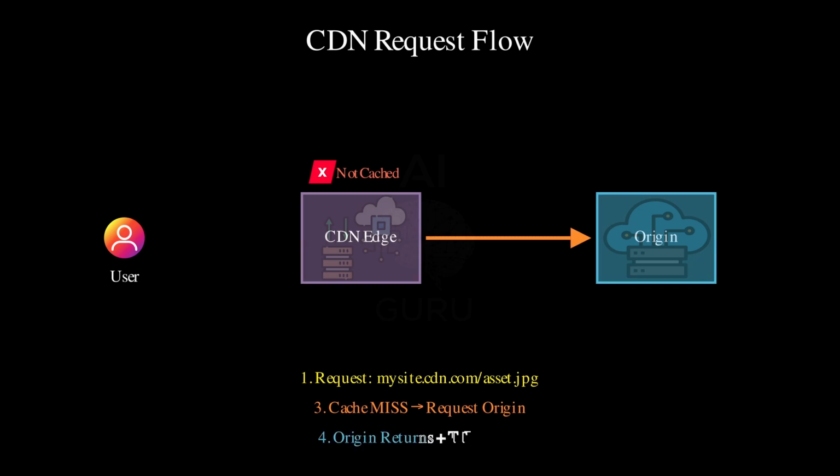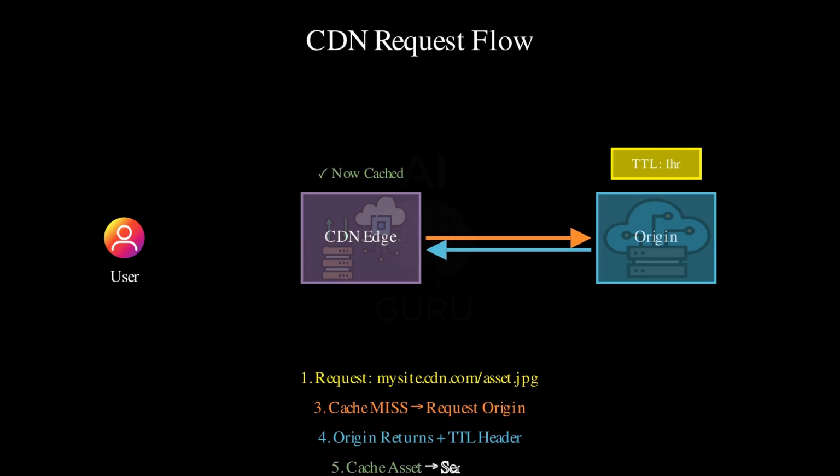Right. And the origin, in addition to returning the file, dictates the caching behavior. It includes an HTTP header that defines the time to live, the TTL. And the CDN just caches that asset for that duration and serves all subsequent requests until the TTL expires. Which dramatically offloads traffic from our origin servers.